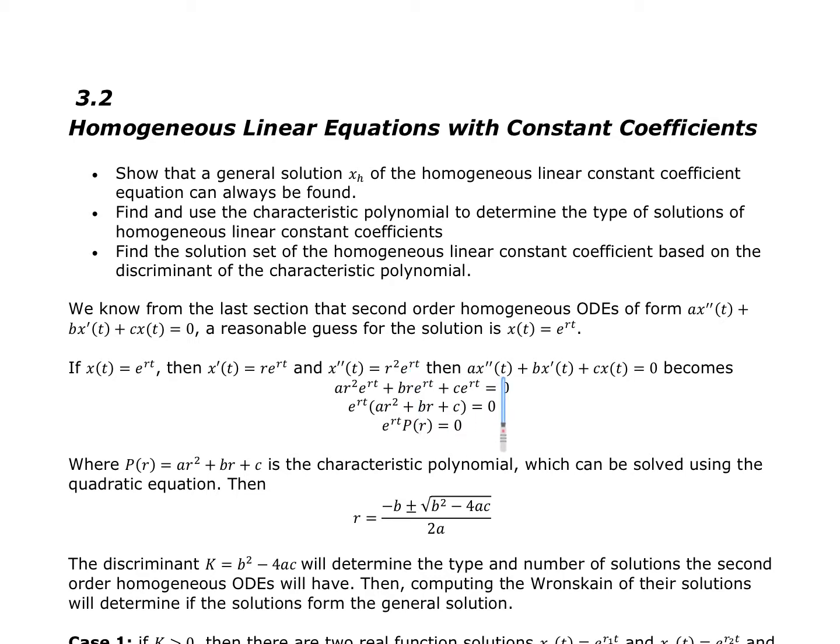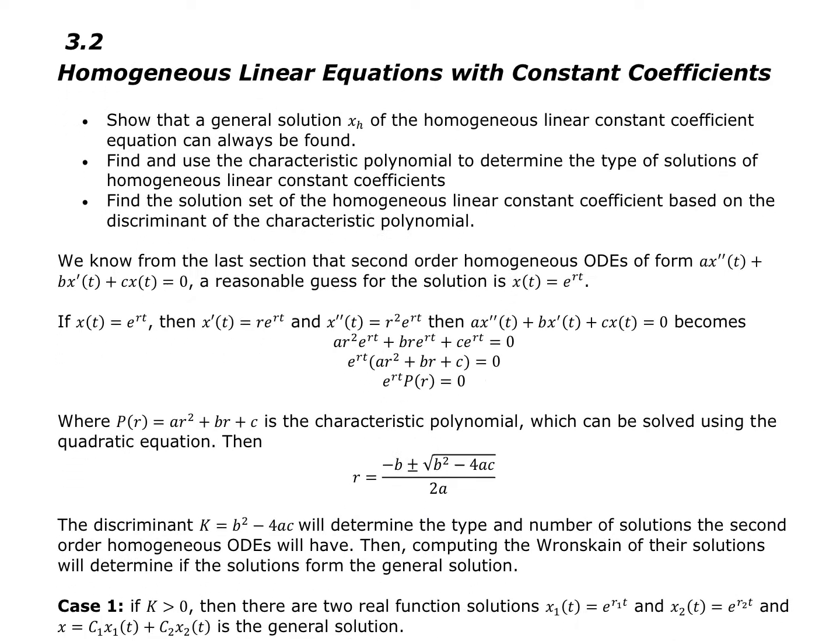Then our second order homogeneous ODE becomes a r squared e to the rt plus b r e to the rt plus c e to the rt is equal to 0. Factoring out e raised to the rt, I'm going to get a r squared plus b r plus c, which we now have as e raised to the rt times p of r, where p is the characteristic polynomial. It is a r squared plus b r plus c, and we can solve this using the quadratic equation, where r will equal negative b plus or minus the square root of b squared minus 4ac all over 2a.